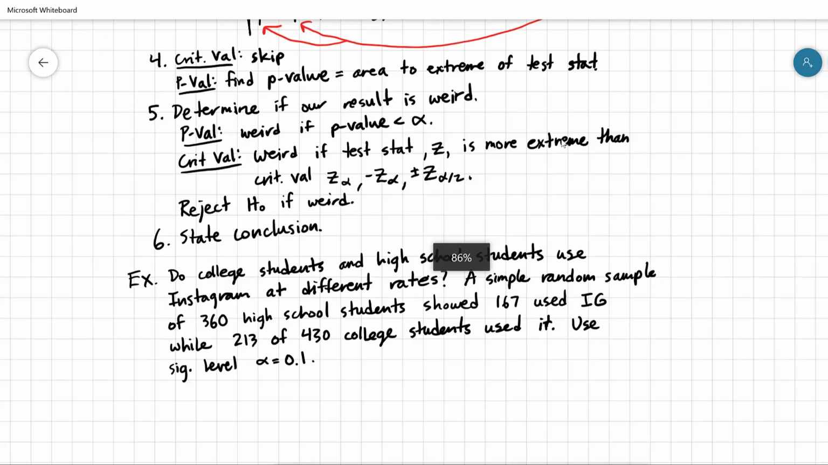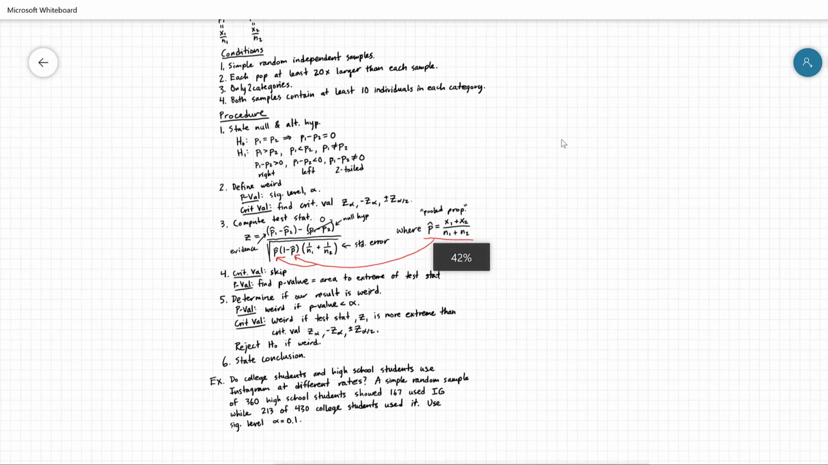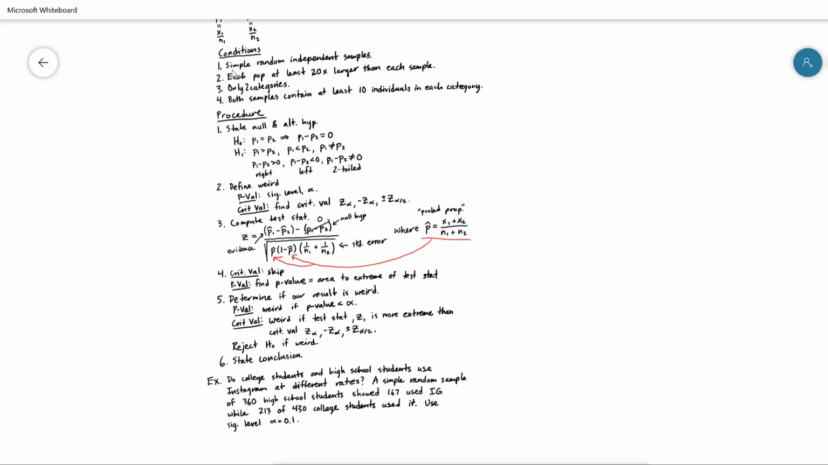So, going up to our conditions, can I fit them all on the same page? Hopefully that's readable. We'll find out. We have our two simple random independent samples, right? We sampled the high school students and the college students. We sampled them separately. One group does not impact the other. Each population is at least 20 times larger than each sample, so our samples were 430 and 360. And the total number of high school students is definitely at least 20 times more than 360. And same with college students, it's certainly at least 20 times larger than 430.